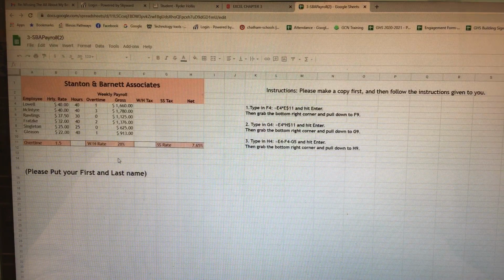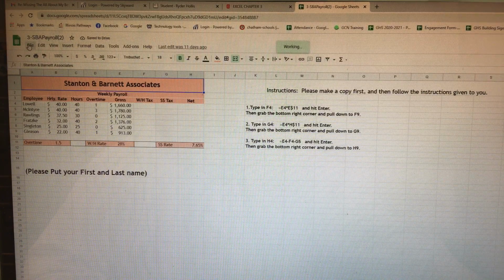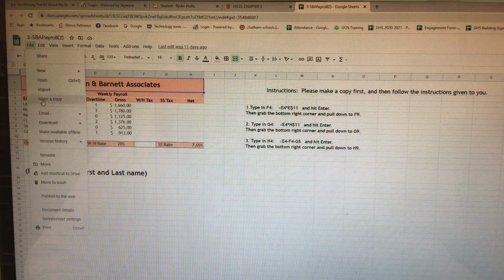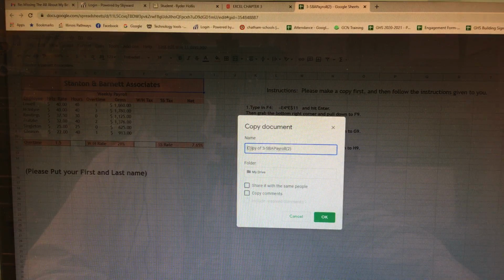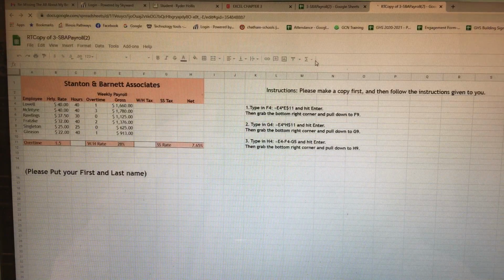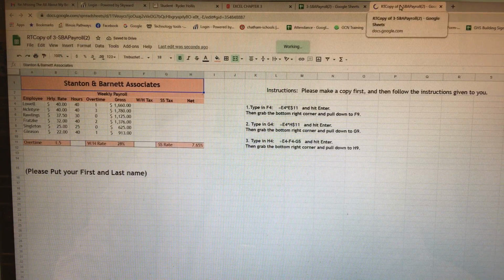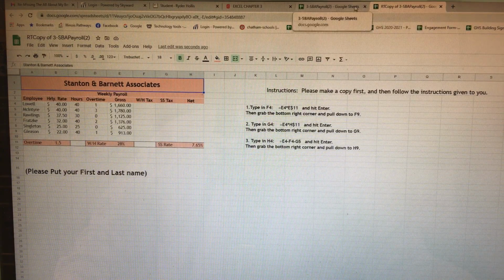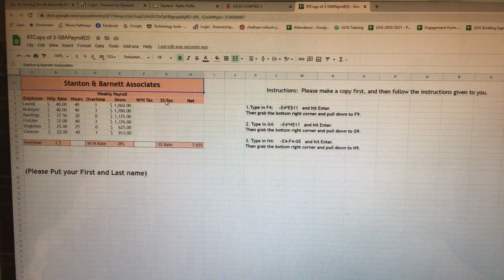If you click on that, the first thing you're going to do, and you should always be doing it, you should get used to it by now, go to File, make a copy, and then once you make a copy, just go ahead and put your initials in there, and then you hit OK. And then what'll happen here is it creates another tab for you. That's the tab you're going to be working off of. I'm going to close this tab out of the way so I don't cause any problems.